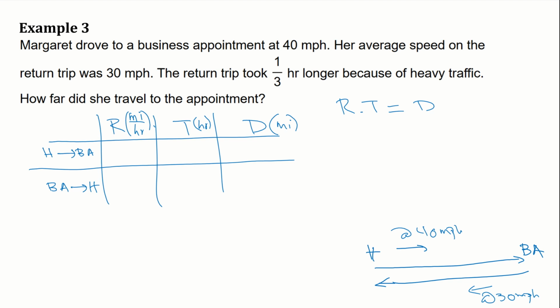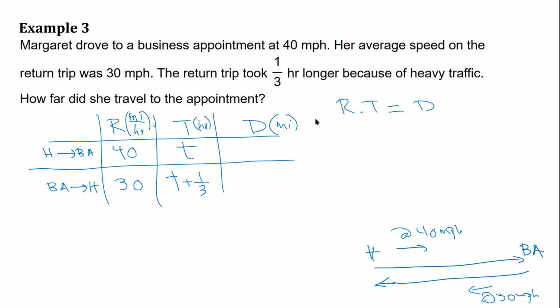So we know that the rate, which is the same as speed, was 40 on the way from the home to the business appointment. On the way back, it was 30. We know that it took her 1/3 of an hour longer to get back. So we don't know how much the time was to get from home to the business appointment. So we'll just call that T, right? But we do know whatever that was, this one was what? More by 1/3. So we just say T plus 1/3.